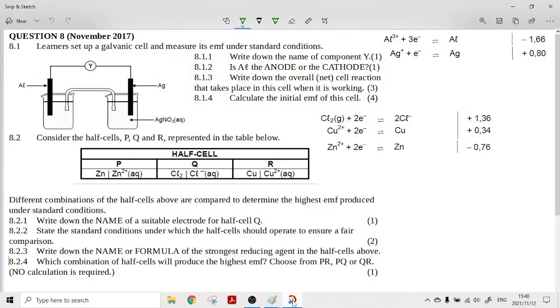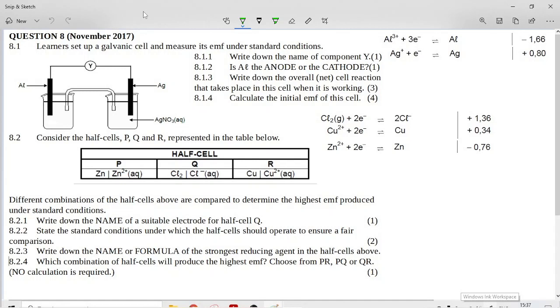Okay, this is the November 2017 paper 2 galvanic cell question. It says learners set up a galvanic cell and measure its EMF under standard conditions. Write down the name of component Y. This is component Y. We are measuring EMF.